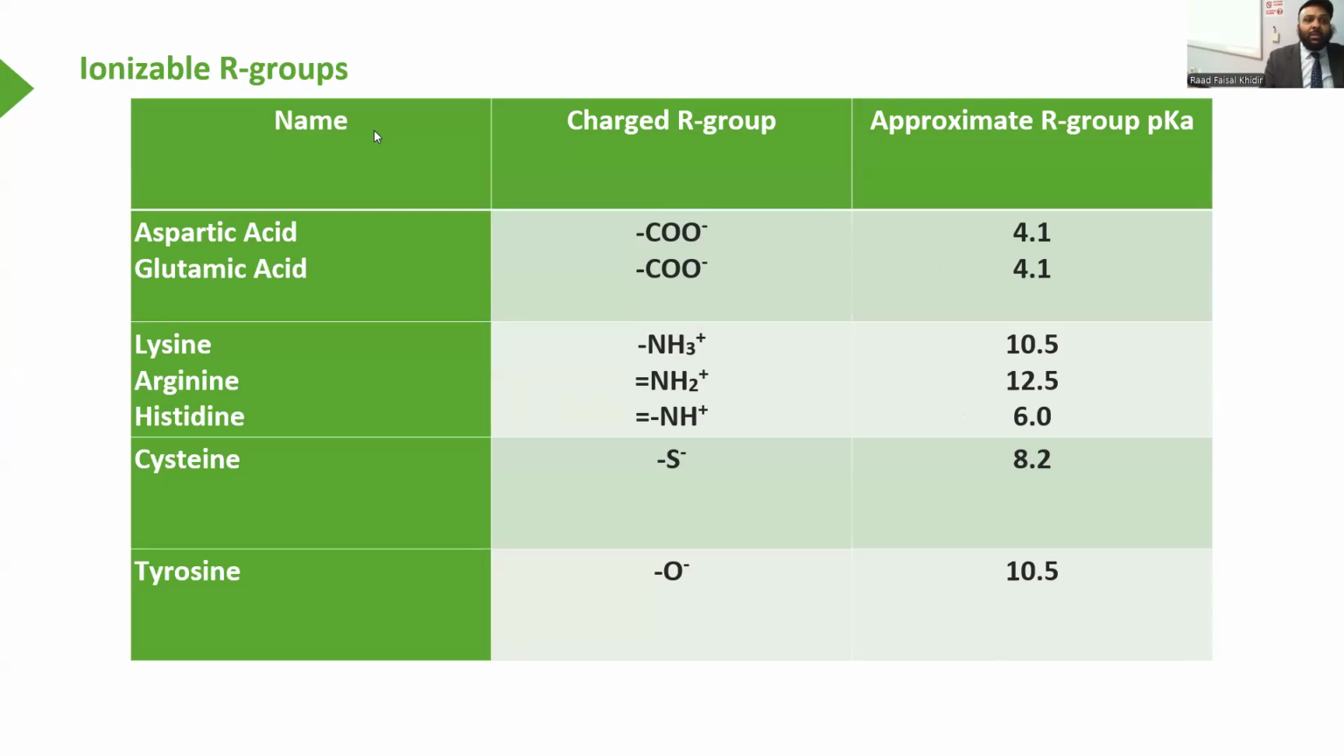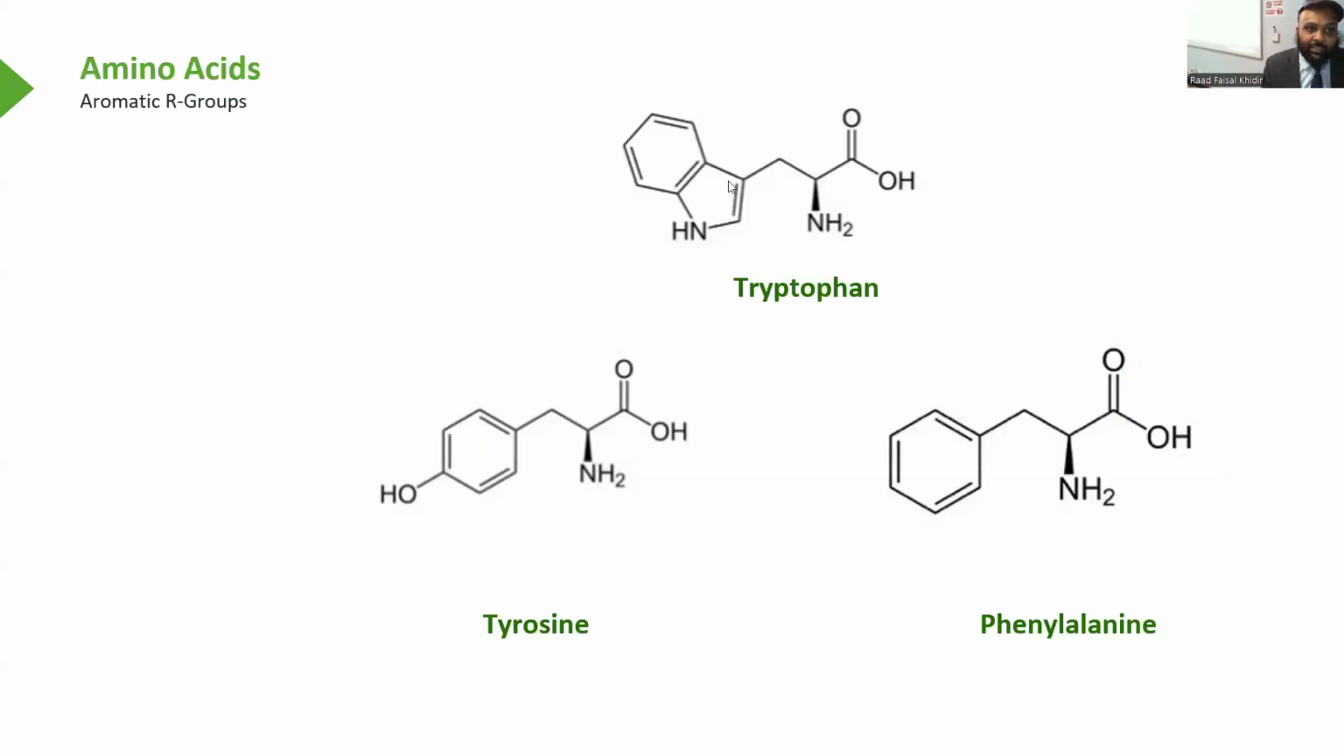So now we're going to talk about the ionizable groups. Ionizable means they can undergo ionization, becoming a positive cation by losing an electron, or a negative anion by gaining an electron. Aspartic acid and glutamic acid are negatively charged, while lysine, arginine, and histidine are positively charged. Then you have tyrosine, which has a negative oxygen on it, and cysteine. And this is an aromatic group, an example of that.